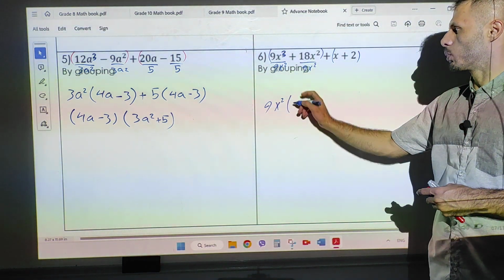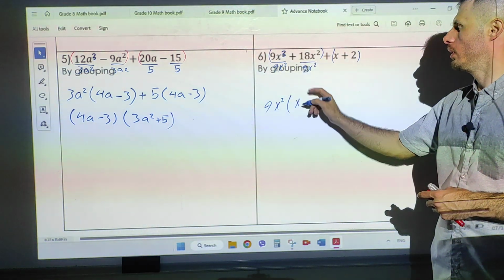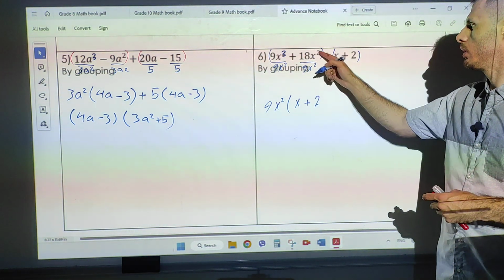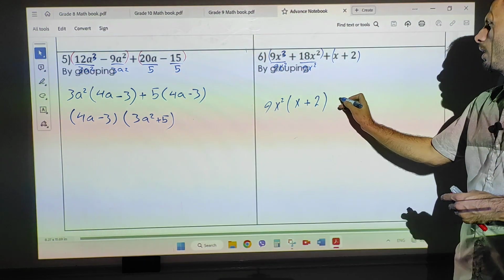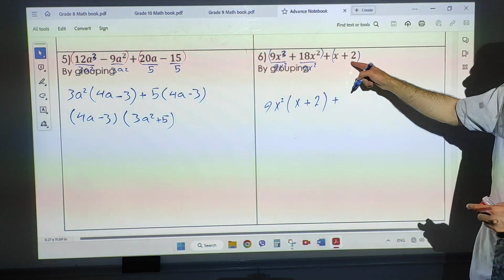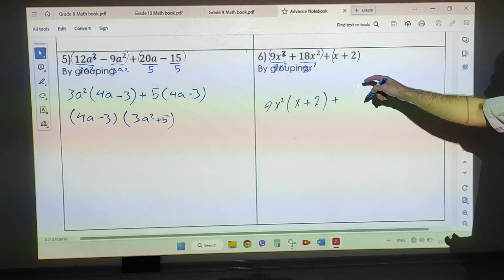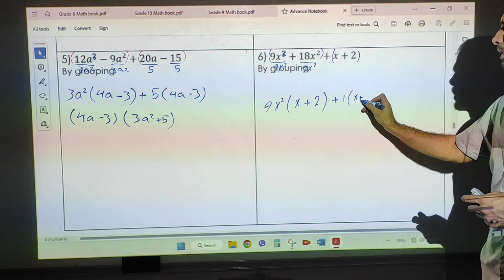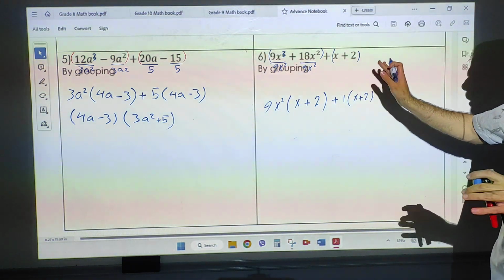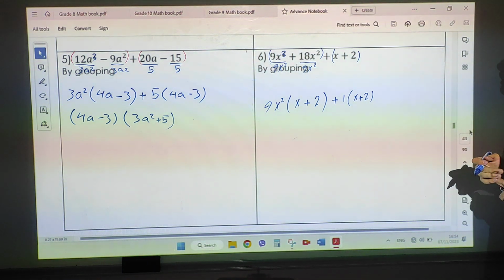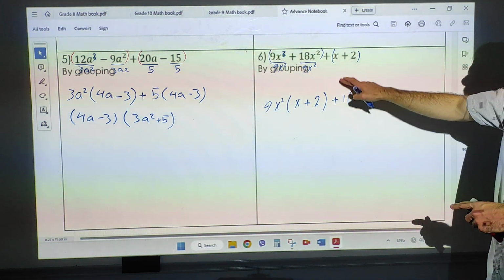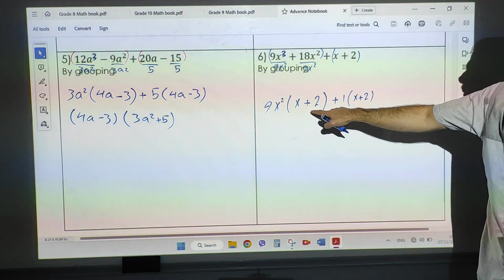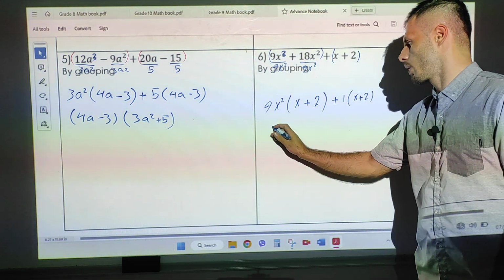9 divided by 9 is 1. x power 1 plus 18 divided by 9 is 2. x power 0, we don't need to write. Plus, we don't have anything in common between these two, only 1 multiplied by x plus 2. We don't have anything common between them. For the numbers, they can just be divided by 1. In the x's we don't have x. Now we have same bracket, x plus 2, x plus 2. We write it down.